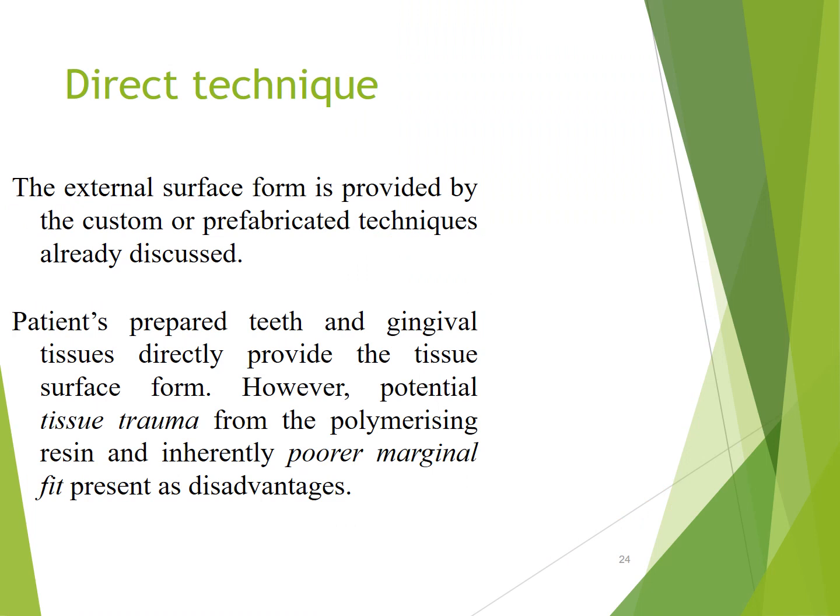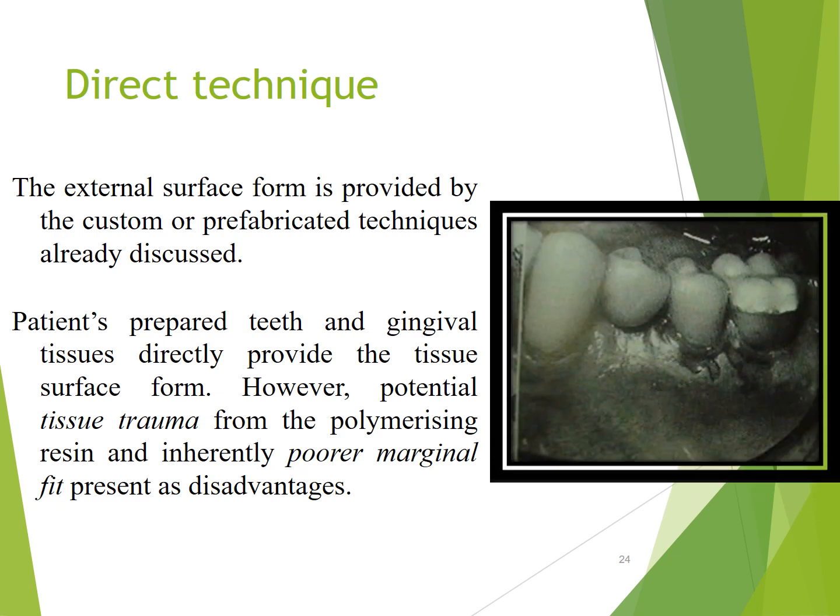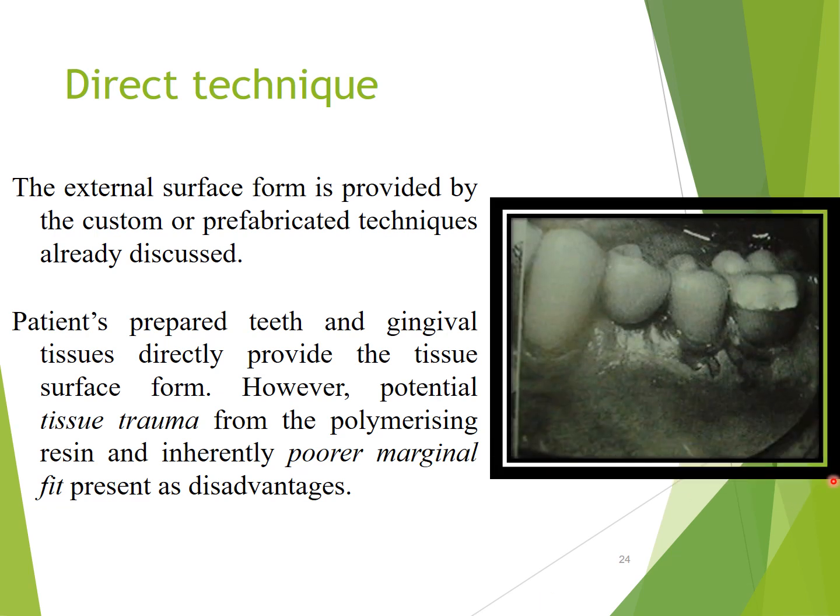Coming to the direct technique, the external surface form is provided by custom or prefabricated techniques which were discussed. The prepared teeth and gingival tissues directly provide the tissue surface form. However, potential tissue trauma from the polymerizing resin and poorer margins present a disadvantage. As you can see in this photograph, it can be seen in the photo.